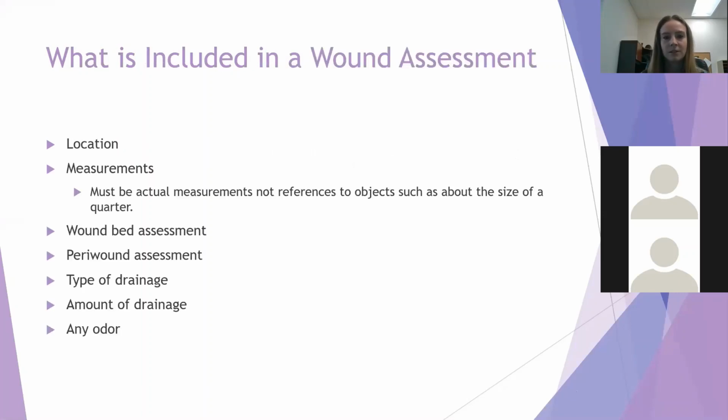What's included in our assessment, you're going to want to document the location, the measurements. They need to be actual, not references to objects frequently seen about the size of a quarter. You want to use centimeters. You want to document the wound bed assessment, the peri-wound or the tissue around the wound, the type of drainage, the amount of drainage, and if there's any odor.